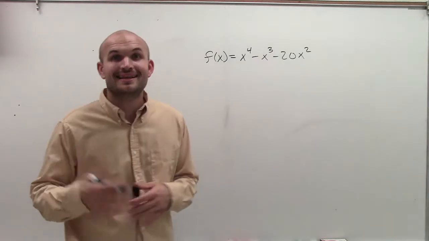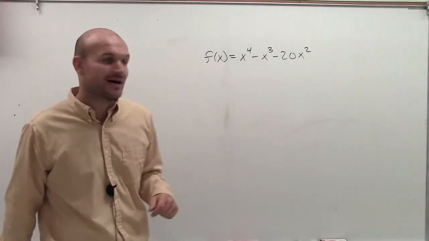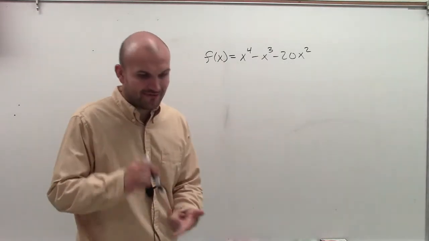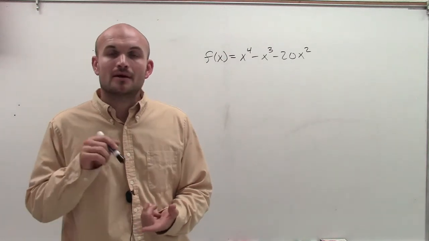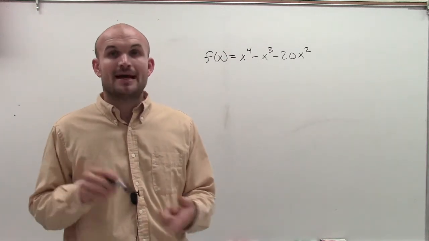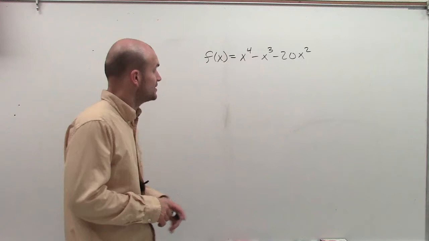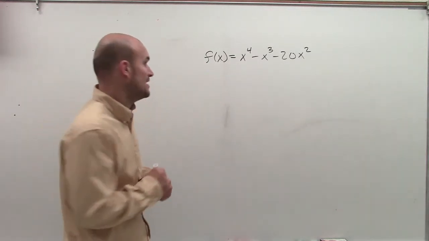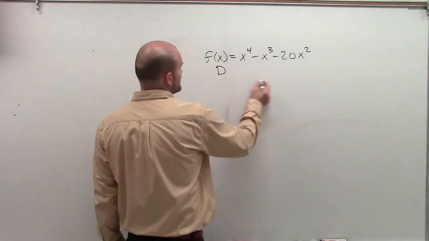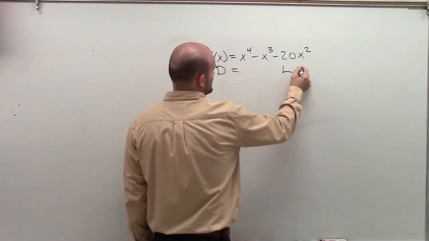All right, let me show you how to solve some of these problems here. What we need to do is determine the end behavior. We also need to determine the multiplicity and the zeros of this function. The first thing I always want to do for end behavior is determine what the degree is and what the leading coefficient is.